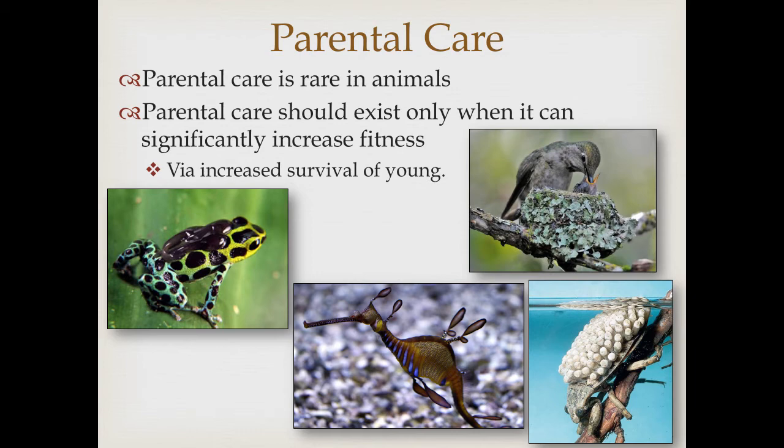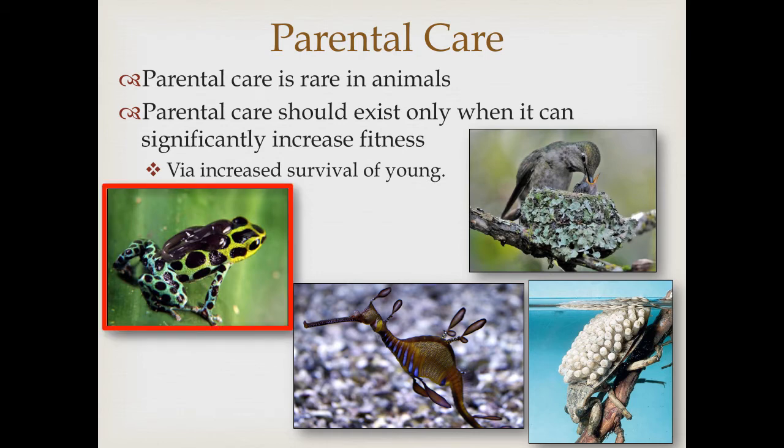Now that initial strategy, just broadcasting your gametes, allows you to produce lots and lots of tiny gametes. Very few of those will survive, but it's kind of a shotgun approach. You throw out a bunch of gametes, hopefully some of them are going to make it to pass on your genes to the next generation. But in some cases, parental care may allow you to produce more copies of your genes into the next generation by increasing the survival of your young.